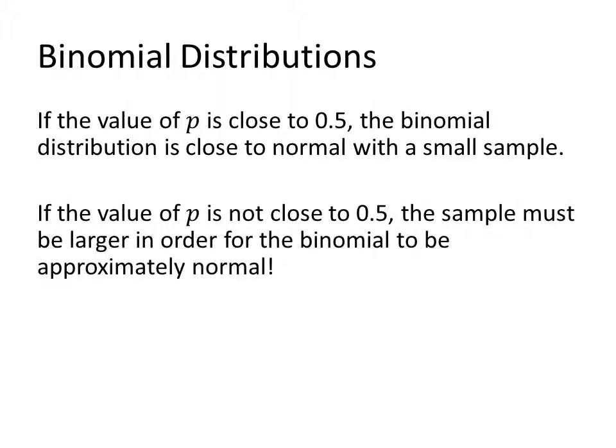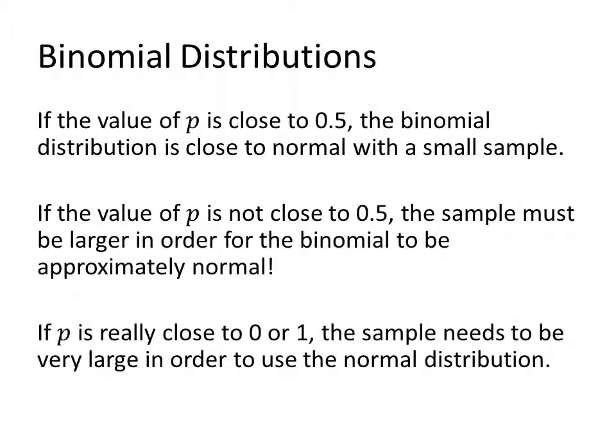However, if the value of p is not close to 0.5, the sample must be larger in order to use the normal distribution as an approximation. And if p is really close to 0 or 1, we need our sample to be very large in order to see that normal distribution. One interesting thing is, a normal distribution will eventually appear no matter what. It just takes a really large sample sometimes.